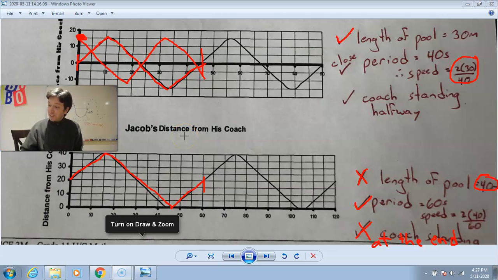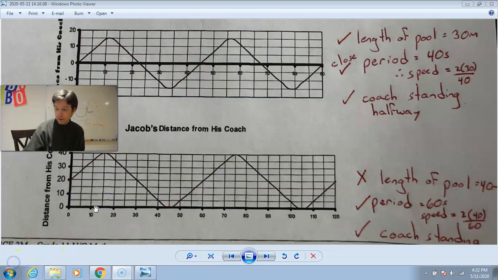Alright, now the page on the back, you can't see me, hold on. There we go. Alright, so the page on the back says for each of the two remaining graphs, describe how Jacob would have to swim and where his coach would have to stand. So we've kind of already gone over that. I just wrote all my solutions on here. But definitely go over it yourself, make sure you understand it, and I'll post some homework questions.